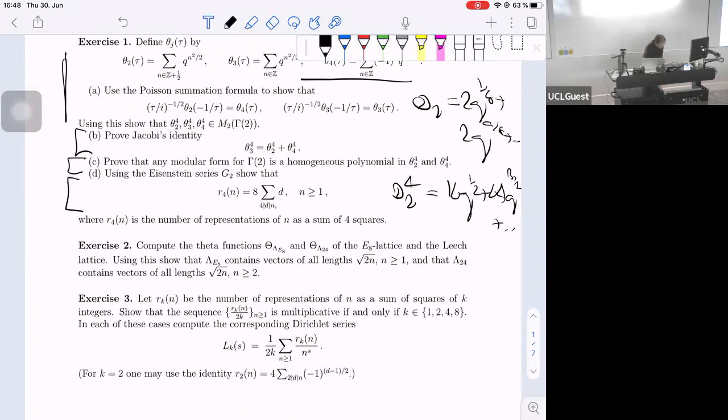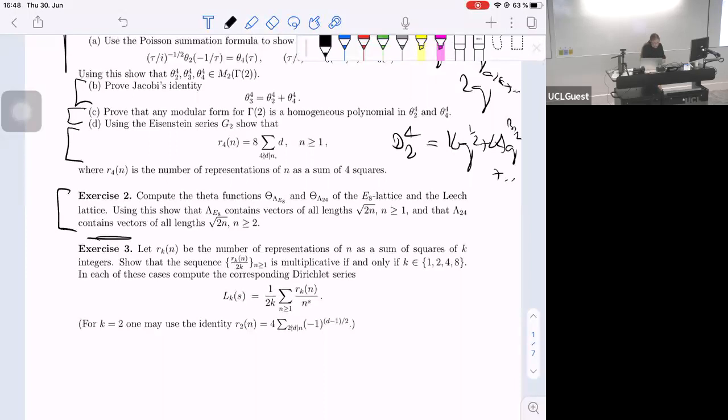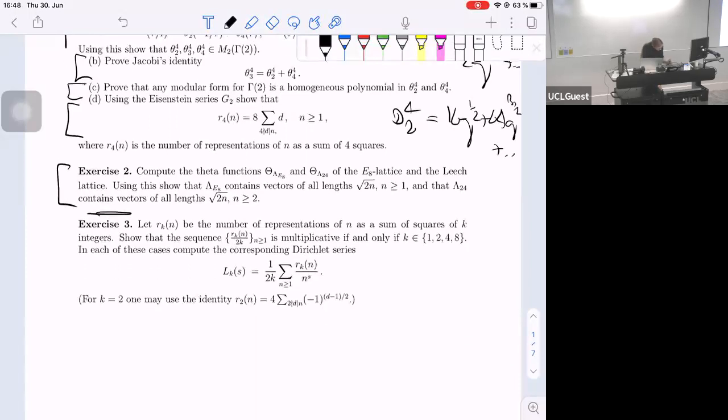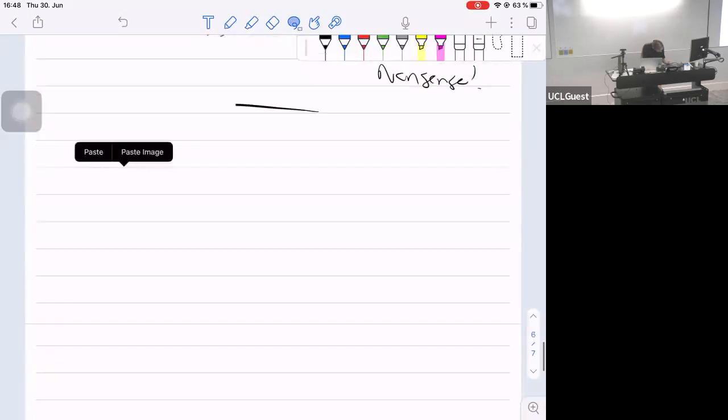So I'm not sure whether part D is really particularly interesting for this audience. Maybe I should skip it, or at least leave it for you to think about at home and look instead at exercise 2. And then after that, I'll just stop at that point. So with exercise 2, the idea is as follows.